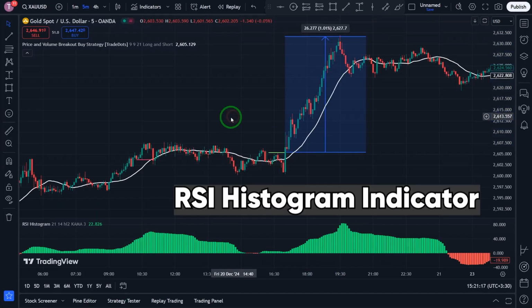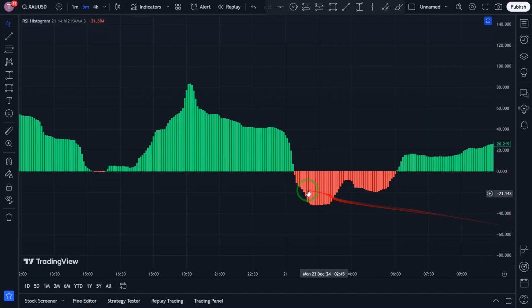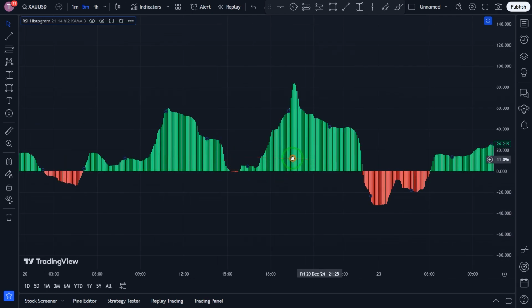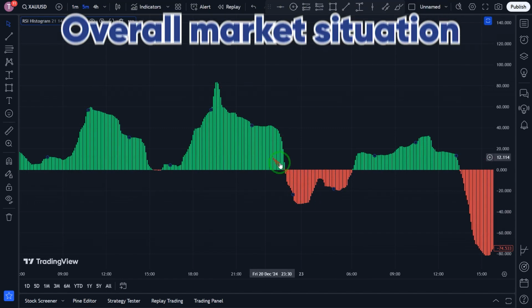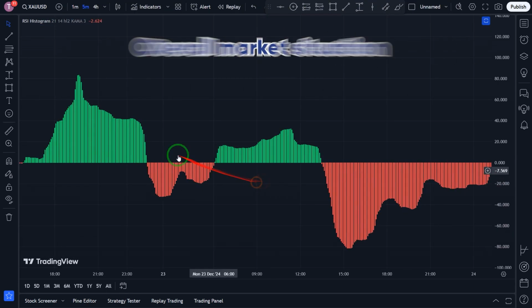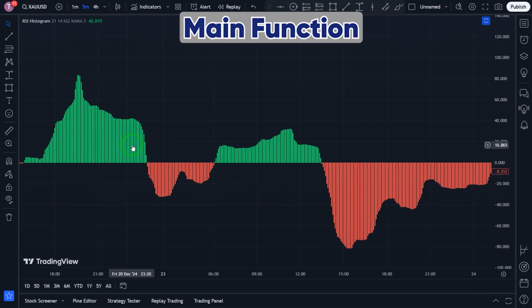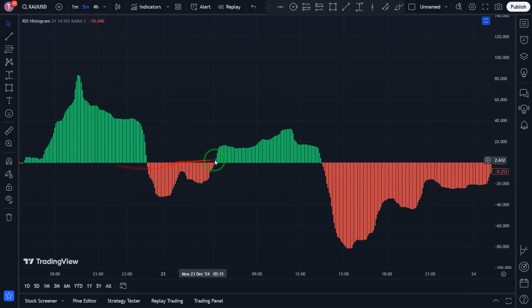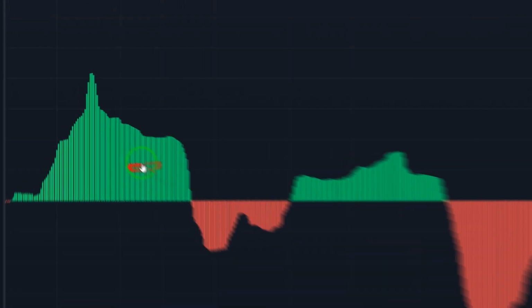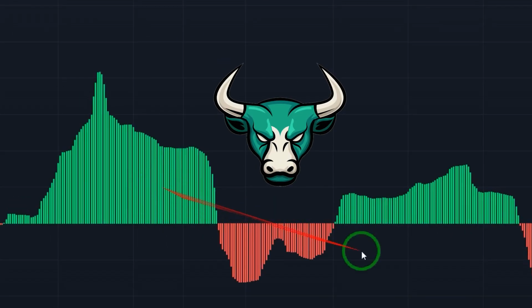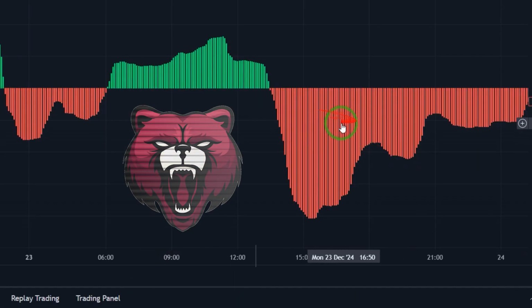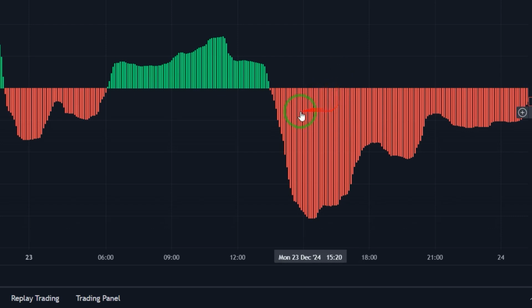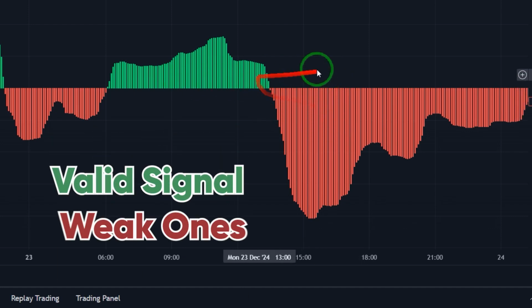2. RSI histogram indicator. This special version of RSI not only shows overbought or oversold conditions, but also clarifies the overall market situation using the histogram. Main function: analyzing market sentiment and confirming buy and sell signals. A green histogram indicates a bullish market and positive sentiment, while a red histogram means a bearish market. This indicator helps you separate valid signals from weak ones.